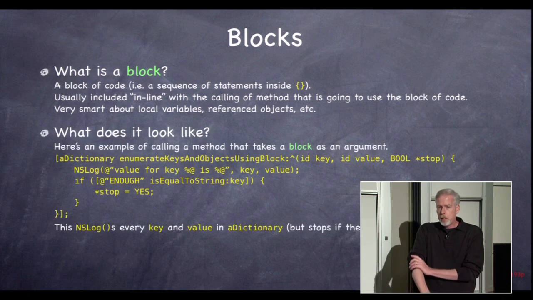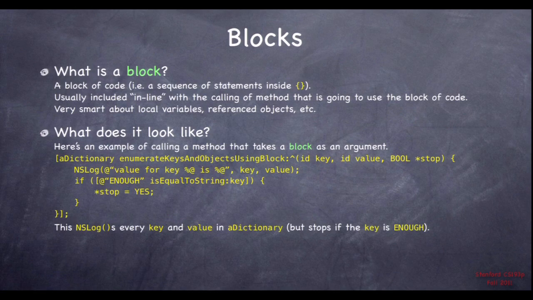All right, so what does it look like? What does this syntax look like? Well, let's start with the syntax of what if I had a method that I wanted to pass a block to? What would that look like? So here's a method that actually exists. It's an NSDictionary method called enumerateKeysAndObjectsUsingBlock, okay? And it takes only one argument, which is a block, okay? This block takes 3 arguments.